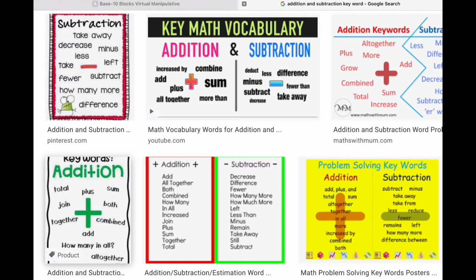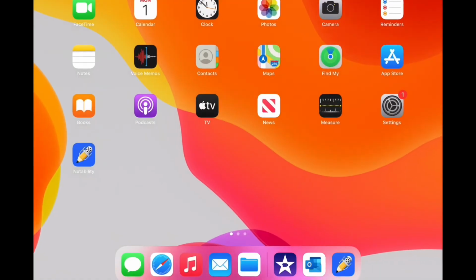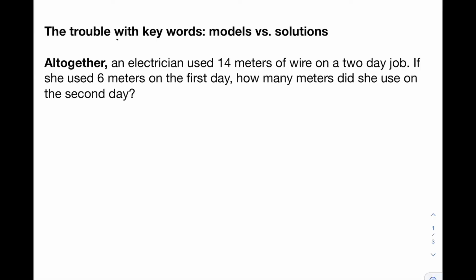On the subtraction poster, you can see that we have the word left. Left is a keyword for subtraction. On the addition poster, you can see that we have the keyword altogether. Altogether is a keyword for addition. As great as keywords are, they can be a little bit confusing, and that's because keywords match the model of our problem, but not necessarily the solution. Let's look at a couple of examples.